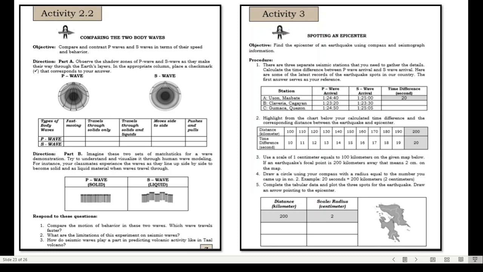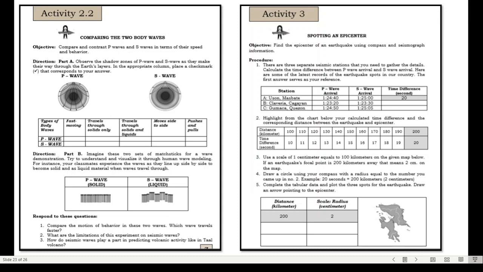Then, part B, nakita natin na P wave is longitudinal wave. It can travel sa solid. And then, the secondary wave naman, kaya mag-travel sa liquid. Ganyan yung itsura niya, no? And then, transverse wave siya. And then, answer the questions below 1 to 3.